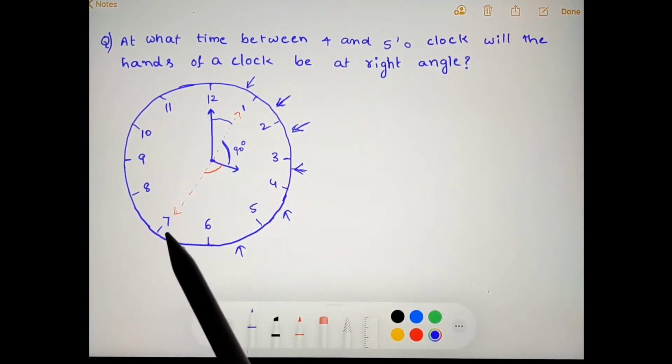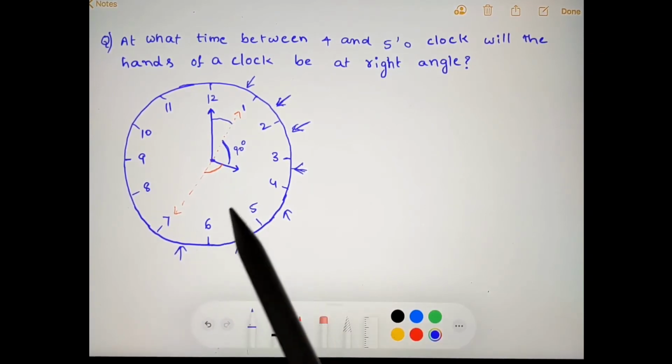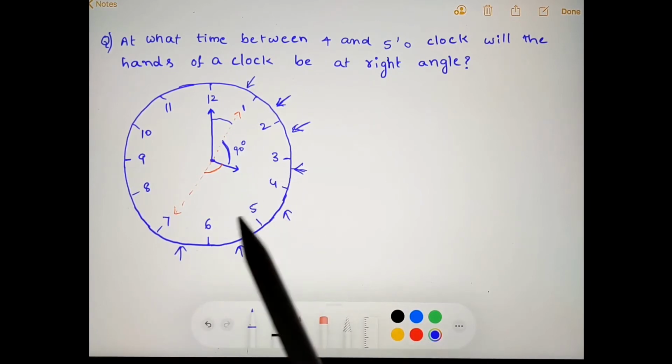At 4 o'clock long hand is at 12. To reach 7, how many minutes does it need to gain? We can simply multiply that number with 5. Here the number is 7. 7 into 5 is 35 minutes. To make another right angle, long hand needs to gain 35 minute spaces.